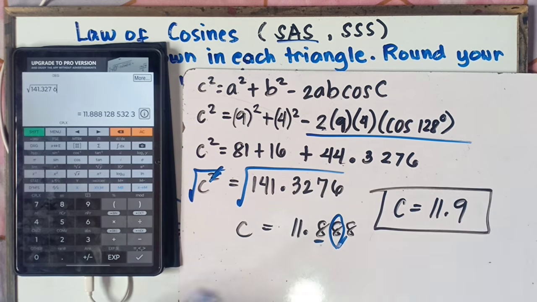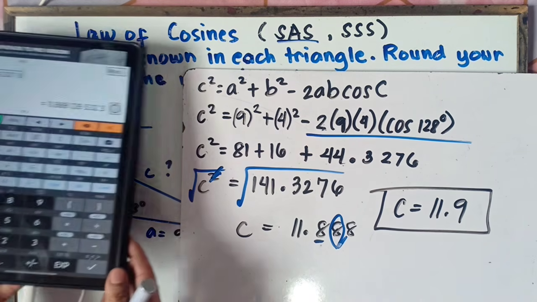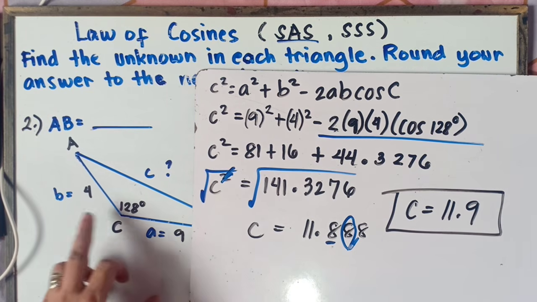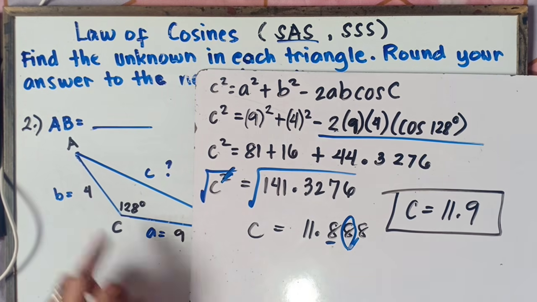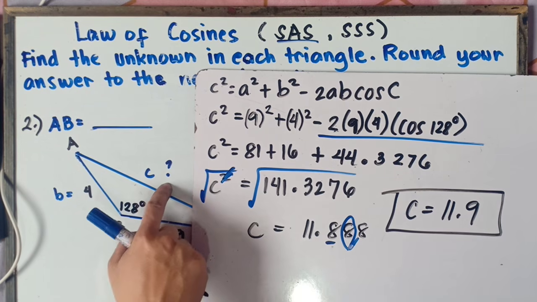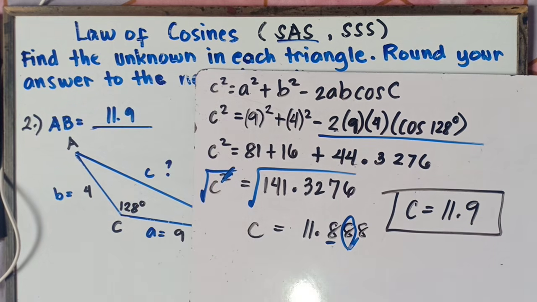That's it, class. That's the answer, class, with regards to example number 2. So we don't have the units because in our given we have 4 and then 9 and then 4, no units. So therefore, the value of c, or the value of AB, this one right here, c or AB, there would be 11.9, and then you're all set.